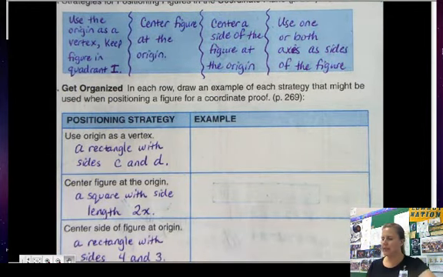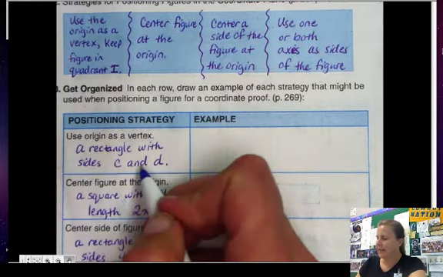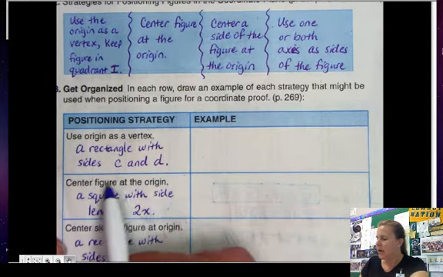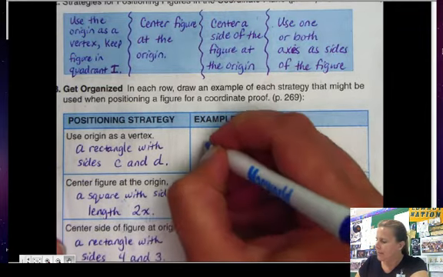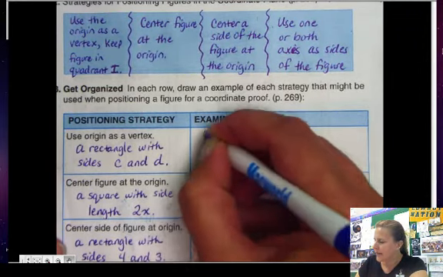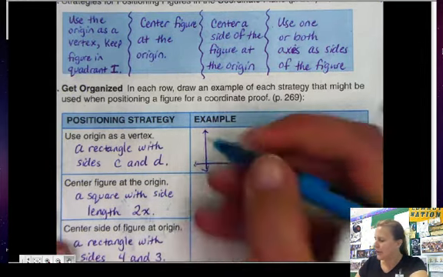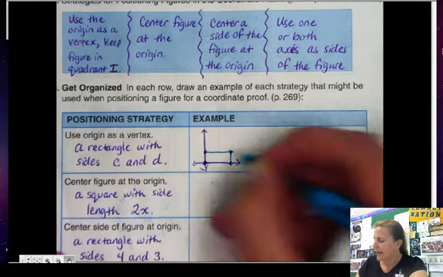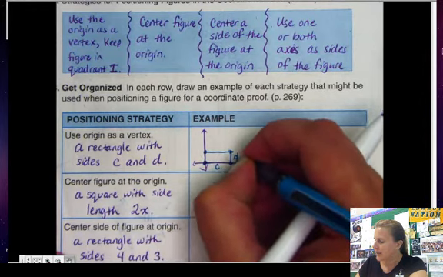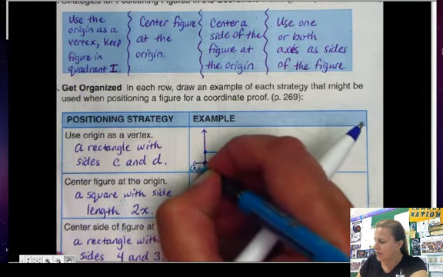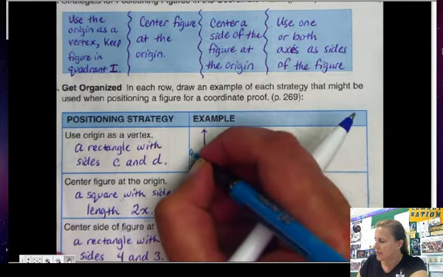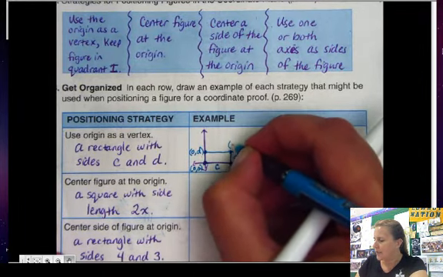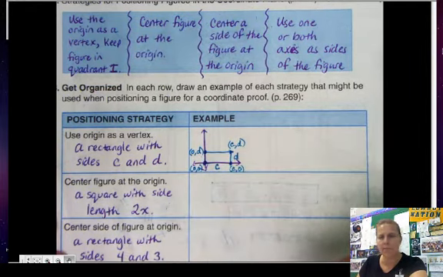So using the origin as the vertex, that's this first one. If I wanted to draw a rectangle with side lengths C and D, using the origin as a vertex, I could place it here, just like so, with side lengths of C and D. So my points are 0, 0. This point here would be 0, D. This point here would be C, 0. And this point here would be C, D. So that's one way to do it.